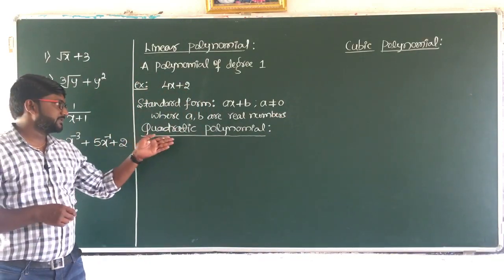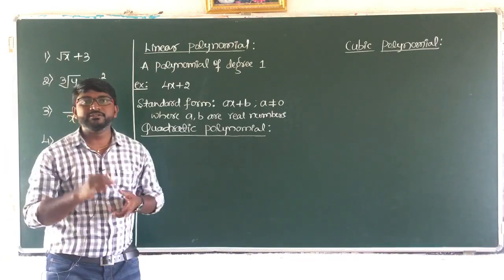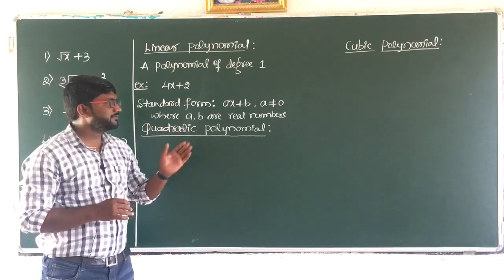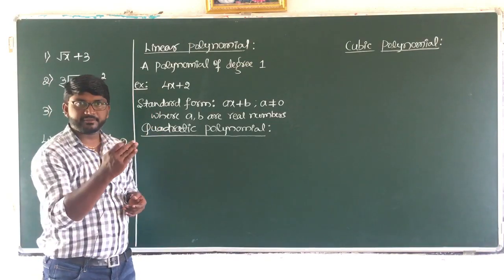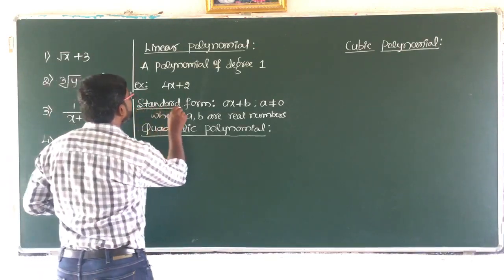Next we are going to discuss quadratic polynomial. A polynomial of degree 2 is called a quadratic polynomial. And what about the standard form of the quadratic polynomial? It is ax square plus bx plus c. So that is the standard form.